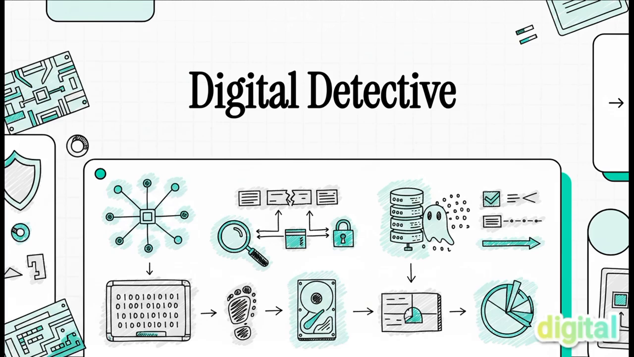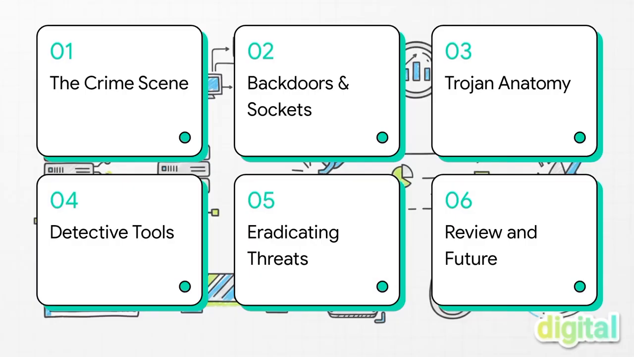We're going to break down the exact step-by-step investigative techniques required to stop them, using Douglas Schweitzer's exhaustive incident response playbook as our guide. It's an absolutely fascinating world, so let's just dive right in. To structure our investigation today, we'll follow the cyber detective's journey chapter by chapter. We're starting with the crime scene, then uncovering backdoors and sockets, dissecting Trojan anatomy, opening up the detective tools, eradicating threats, and finally looking at review and the future.